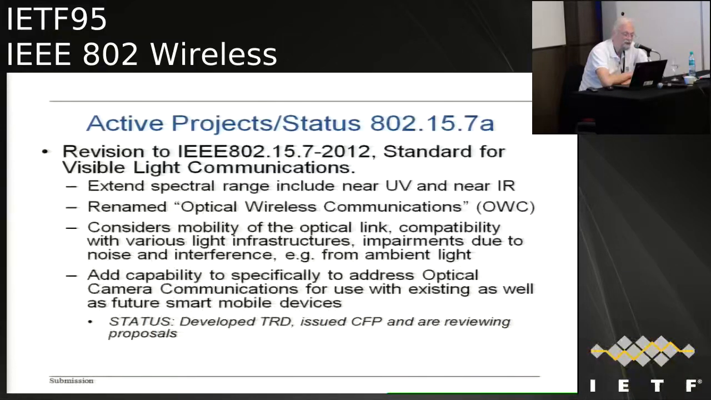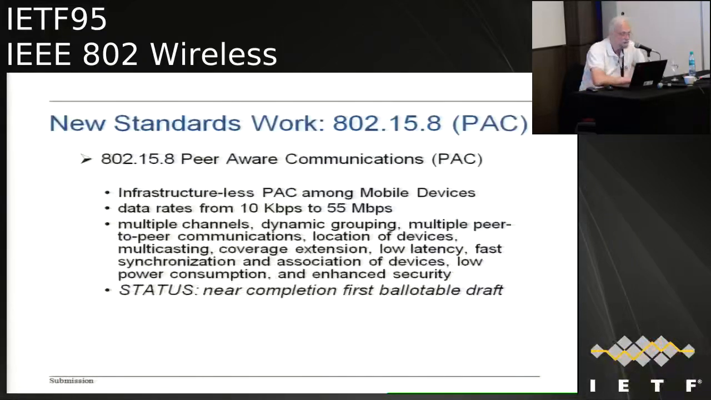I have not attended this group, but I think it has the possibility to have extremely high rate and extremely low cost communications. There's another, 15.8, which is for peer-aware communications. I think this is also intended to be very high rate but low range devices. And I don't have much more information about that, but they are pretty much getting ready to approve the draft.